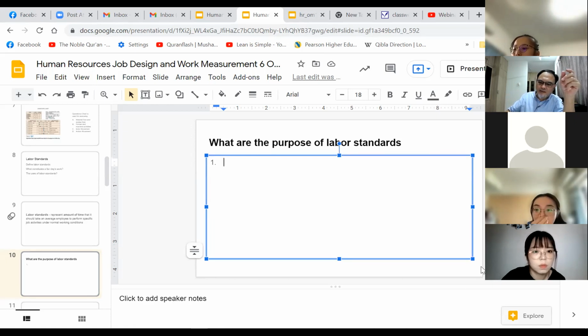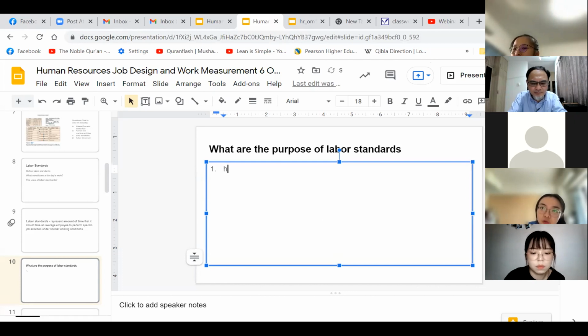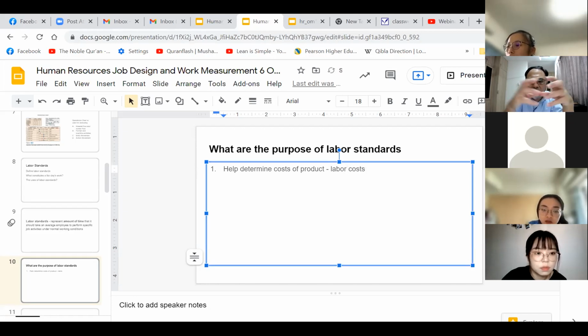Maybe help the company determine the cost of product. Why do you say product? In the streamline, it just creates a product by the labor. Yeah, okay. So basically labor cost, because labor cost goes into the product. So you can determine labor cost. What else?